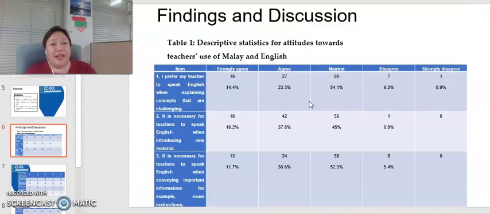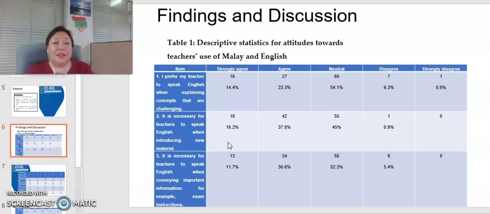The findings and discussions that we have gathered based from this research can be found using these tables. Table 1 is a descriptive statistic for attitudes towards teachers' use of Malay and English in the classrooms. In this finding, it can be seen that respondents prefer teachers to speak English when explaining concepts that are challenging.